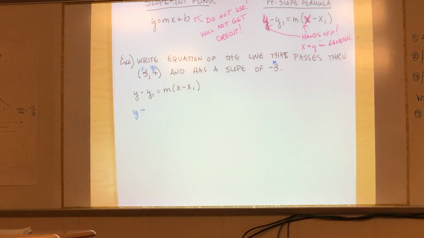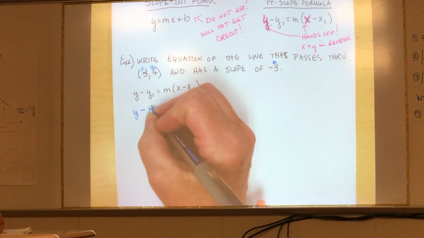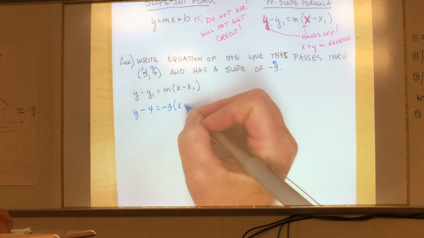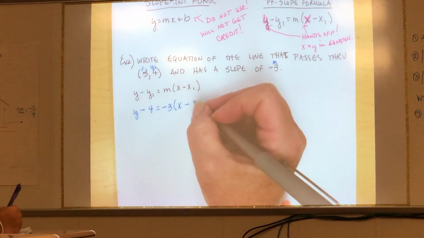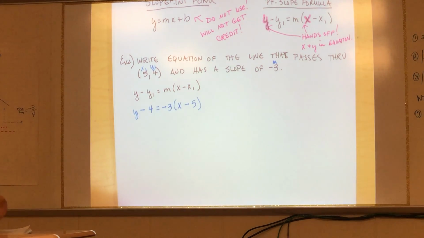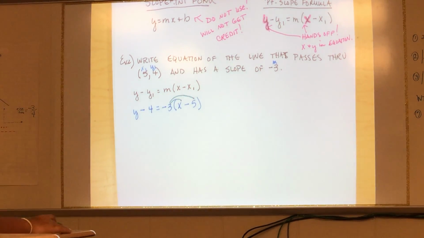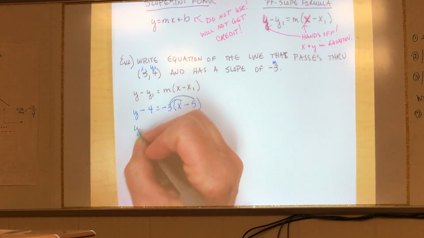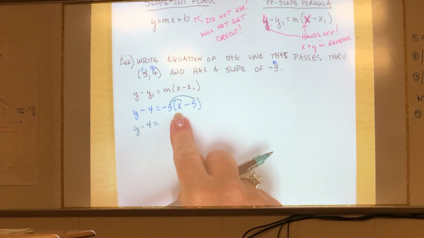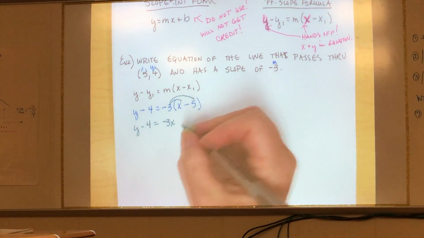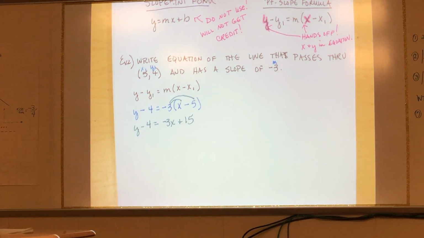Y minus, what's y sub 1? 4. Good. Is equal to, what's m? -3. Times x minus, what's x sub 1? 5. All right, so all I have to do now is distribute, right? Am I distributing something that could be dangerous? Yes, people, if you're distributing a negative, a whole bunch of y'all make careless mistakes on that. Okay, so y minus 4 is equal to, what's -3 times x? -3x. What's -3 times -5? Positive 15.